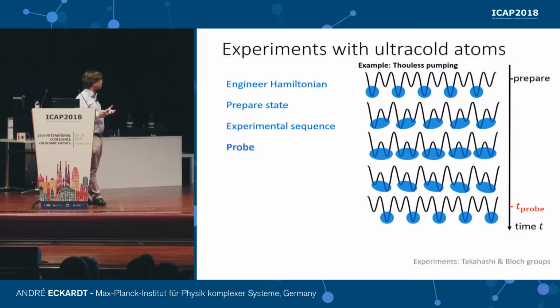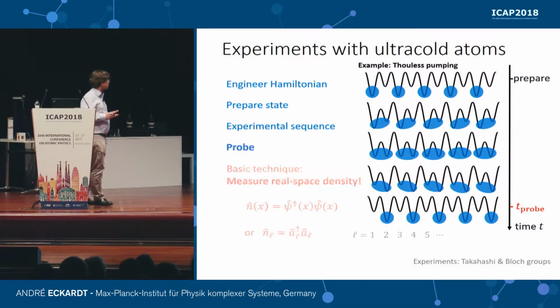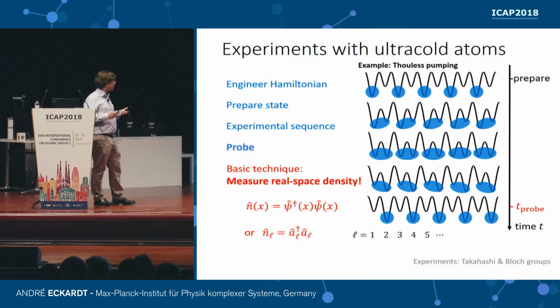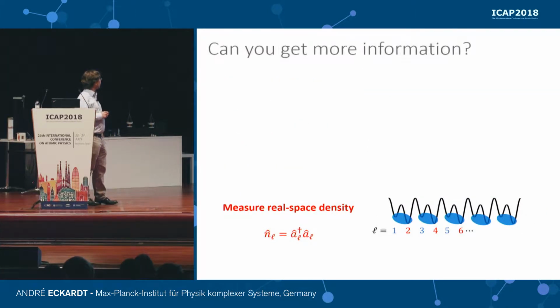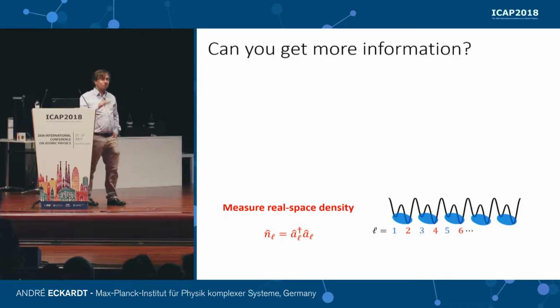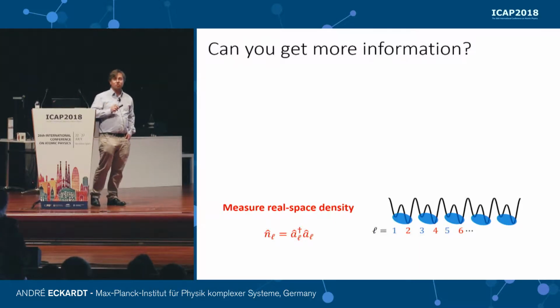And then you probe your system. The elementary and basic type of probing that you have at hand is usually you image the real space density of your atoms. And if your resolution is high enough, like in quantum gas microscopes, you can really image and count the number of atoms in the different lattice sites. So now the question is, can you get more information? I mean, of course, there's a way you can get more information and you know about them.